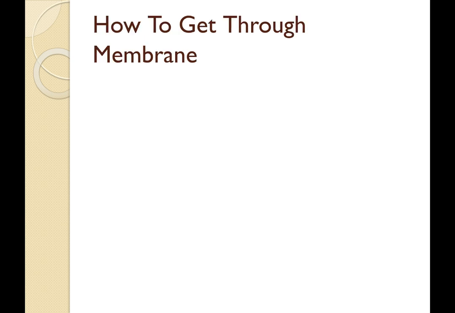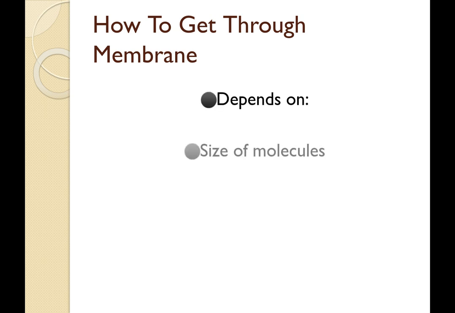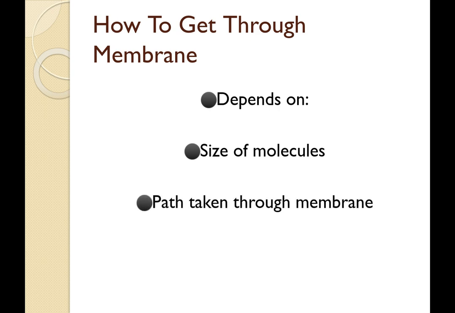So, getting through the membrane is going to depend on a number of variables or factors. It is going to depend on the size of the molecule. It is going to depend on the path taken through the membrane, and we'll see there's a few paths to get through the membrane. And then sometimes the cell needs to use energy and sometimes it doesn't. When you combine all three of these variables, you can get several different ways to get through the membrane. Our job is to get it all straight.